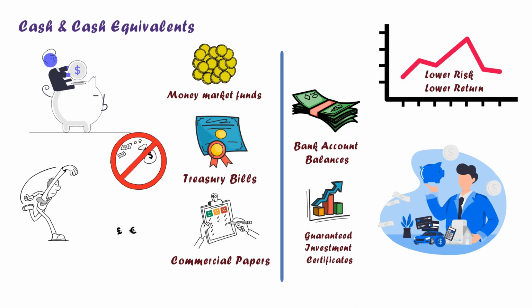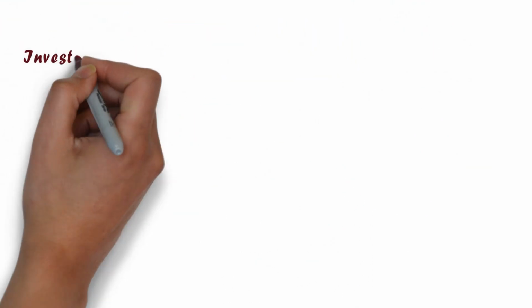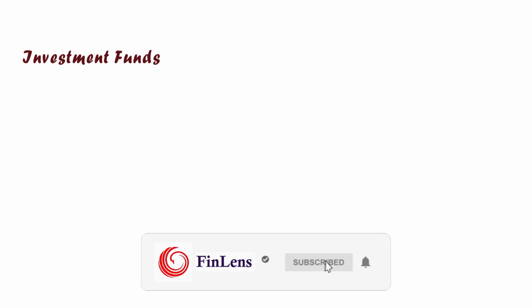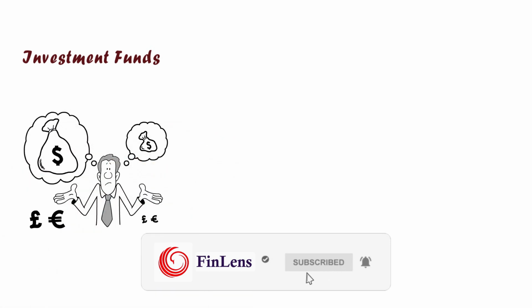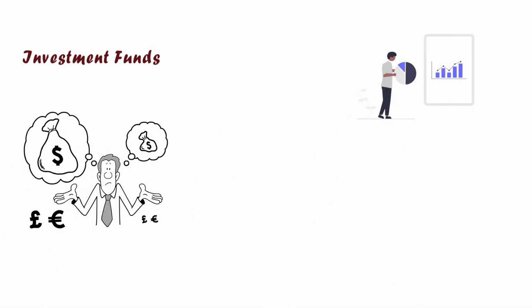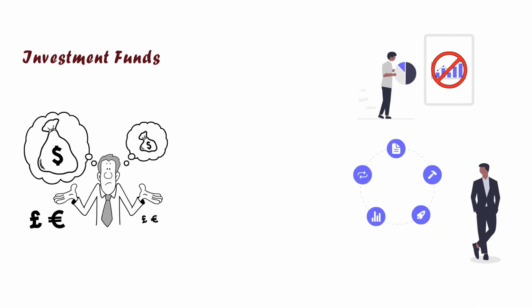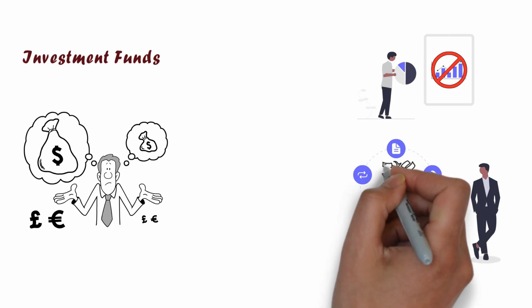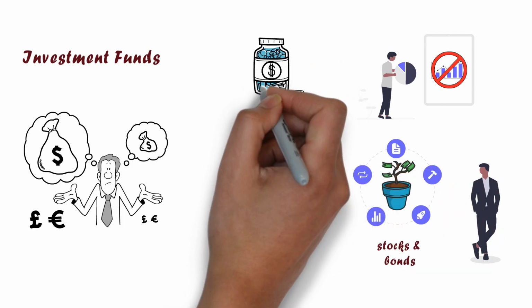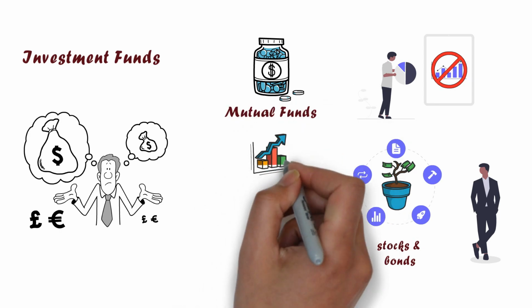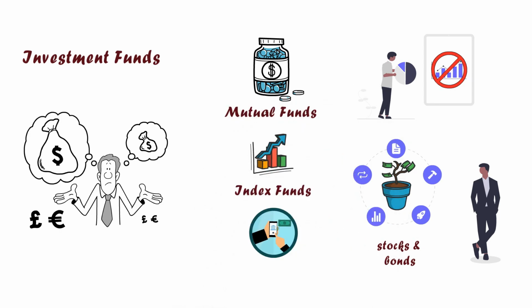The fourth asset class is the investment fund. It is an alternative option for investors who are not interested in choosing or trading specific stocks. Investment funds are a basket of investments, a collection of stocks, bonds, or both that typically focus on one or more asset classes. For example, mutual funds, index funds, ETFs, etc.